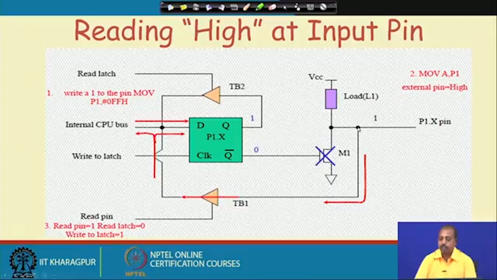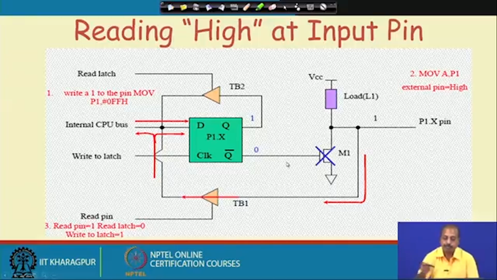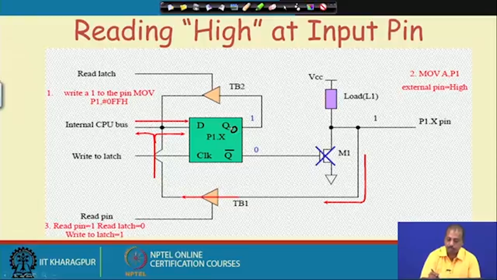If you measure the voltage here, you will get a 0. As a result, that 0 will be coming to here. So even if this input pin is set to 1, because previously this latch was set to 0, the latch value was 0 and the Q bar value was 1, you will be getting a 0 at this point. Previously this value was 0, this value was 1. So you are getting a 1 here.